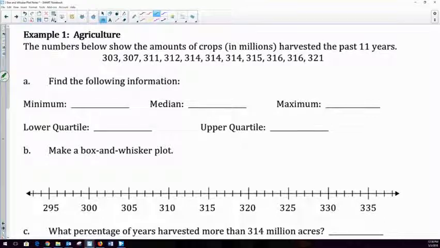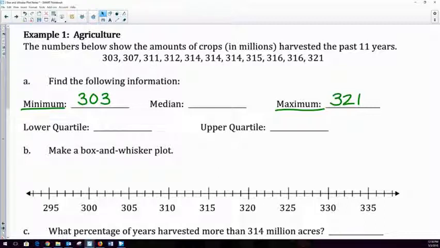So the first thing we're going to fill in is our minimum value and our maximum. So my minimum is 303. My maximum is 321. Those are my smallest and biggest numbers. The next thing we have to do is figure out the median of all the data. The median represents Q2, quartile 2. That is our center vertical line.